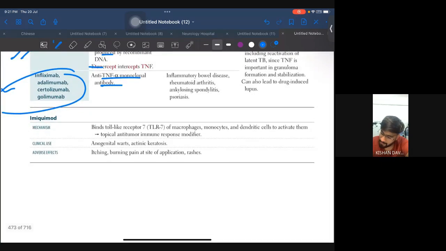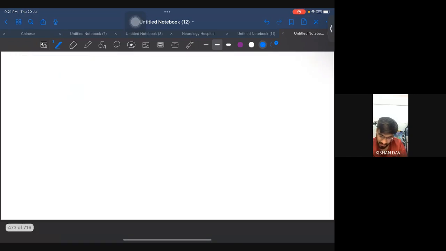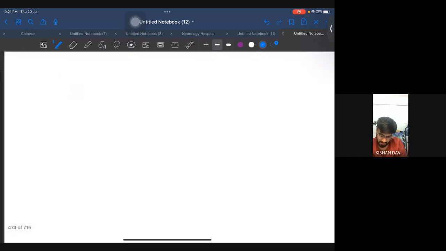Imiquimod, remember the mechanism. Nothing else. This is a new drug they have introduced, so just remember the mechanism. All right. Then I think we are done with our musculoskeletal system.